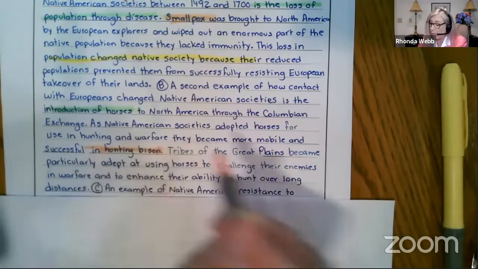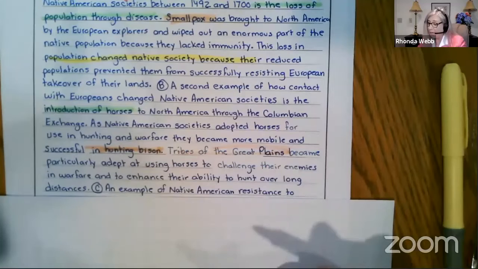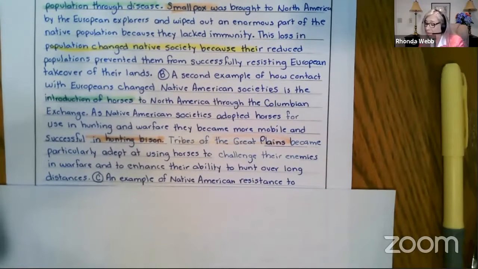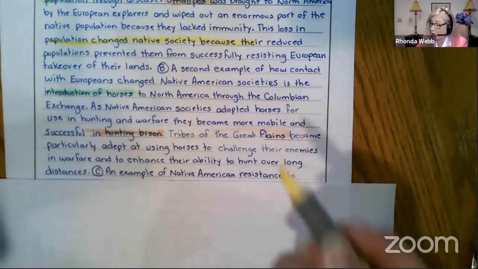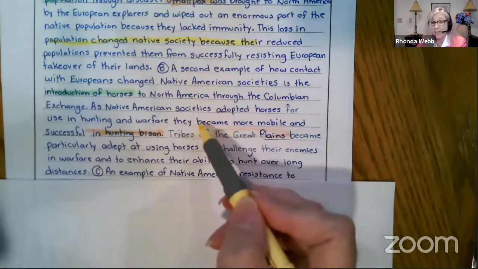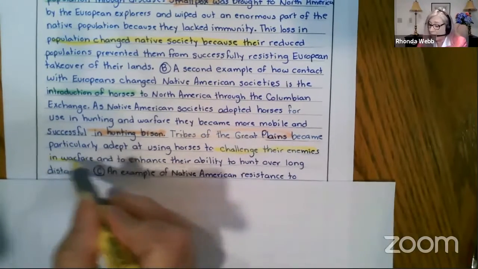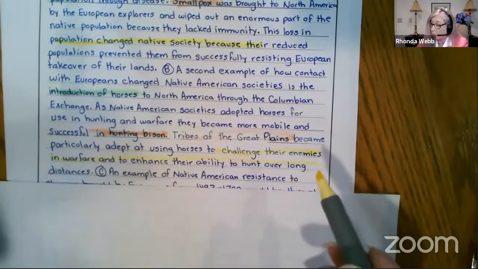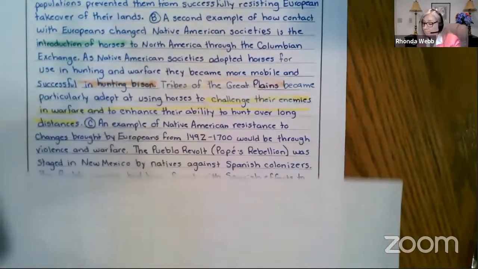So that's going to help them out. And tribes of the Great Plains became particularly adept at using horses to challenge their enemies in warfare and enhance their ability to hunt over long distances. So this, again, shows how it changes their society. Here's an example of who does it, and this is how it changes their society, because they can now challenge their enemies better in warfare, and they can hunt over longer distances.